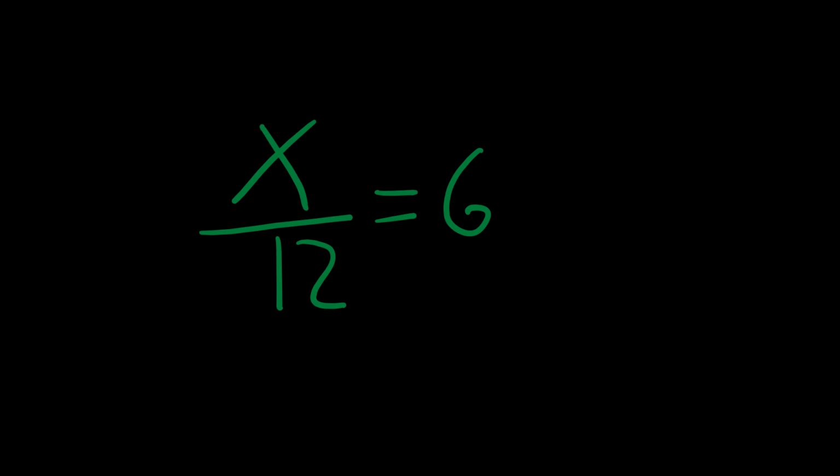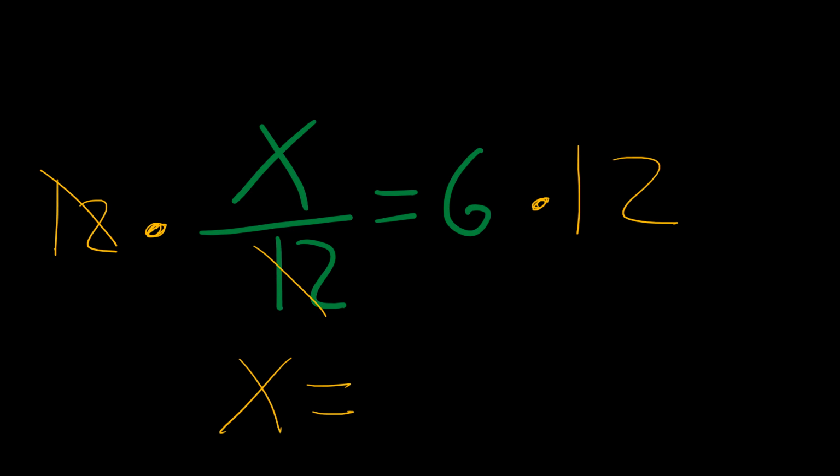Let's do another problem. We have x divided by 12 equals 6. Pause, take a minute, see if you can figure this one out. Alrighty, if you guessed it, yes, we're going to multiply by 12 because we are dividing by 12. And if we multiply by 12 on one side, we have to multiply by 12 on the other side. So on the left side, the 12s are going to cancel out, right? And we'll just be left with x. And then on this side, we have 6 times 12, we'll get 72.